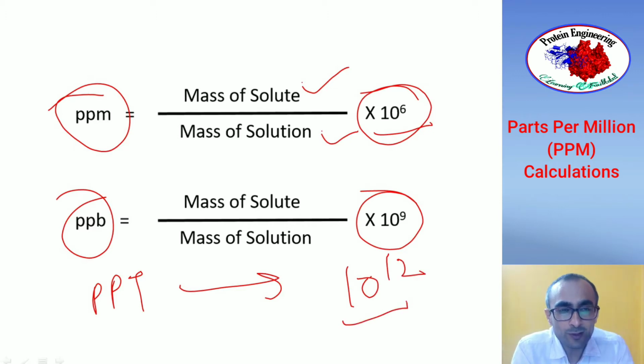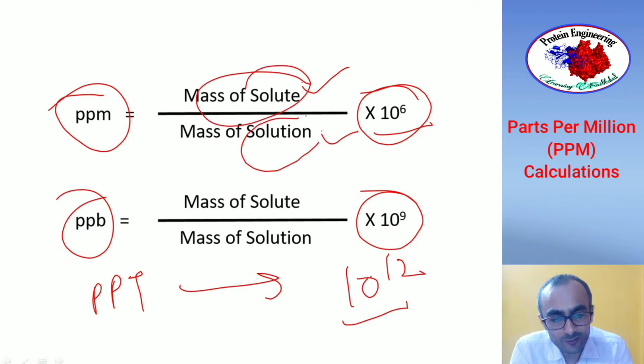The only point to remember here is the unit of mass of solute and mass of solution should be identical in this case. So that's how you can calculate concentration of any compound, of a given compound, in terms of parts per notation. That could be parts per million or parts per billion or ppt.